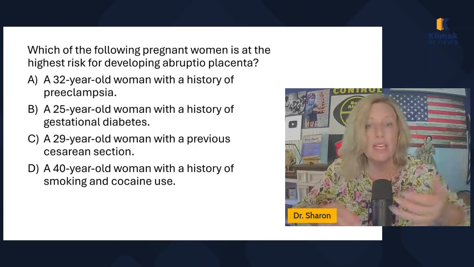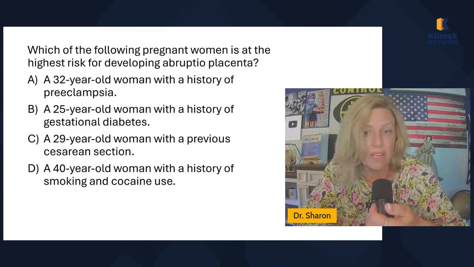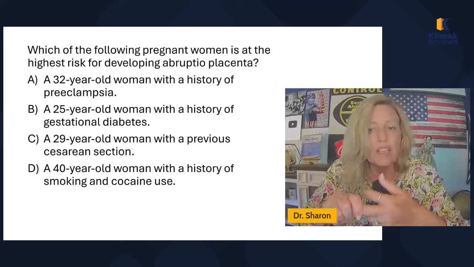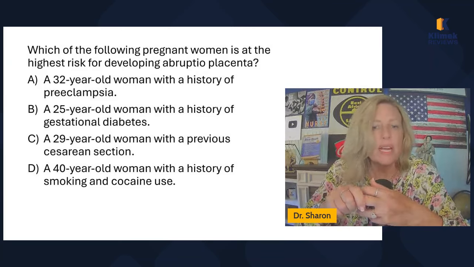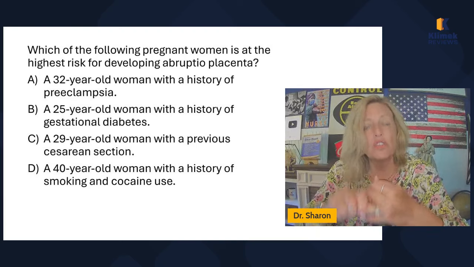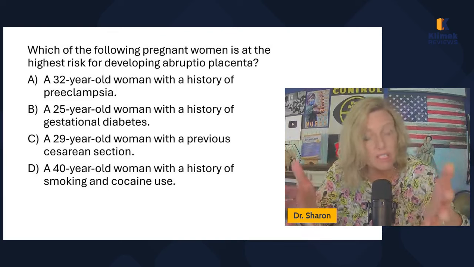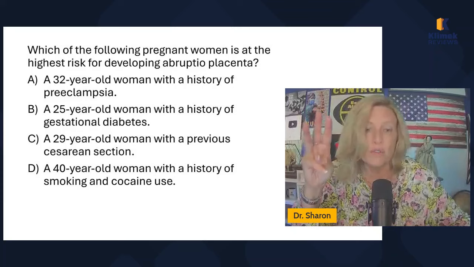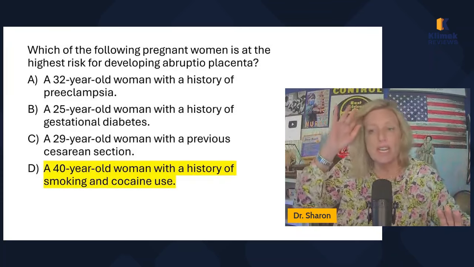However, multigravida is. So let's see. History of preeclampsia doesn't tell me that she's a multigravida. B doesn't tell me she's a multigravida. So C, the age isn't old enough, but she has had a C-section in the past, so she must be a multigravida. That's the only risk factor I found so far. D: 40-year-old, okay, there's age, history of smoking, and cocaine use. 3 risk factors really. Age, smoking, cocaine use. That person has the most risk factors.